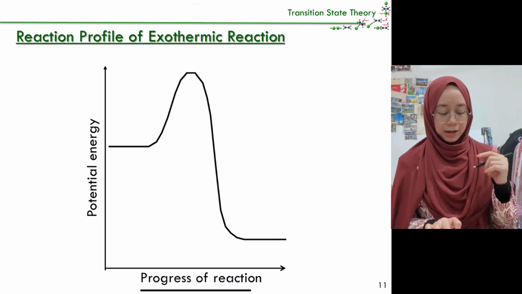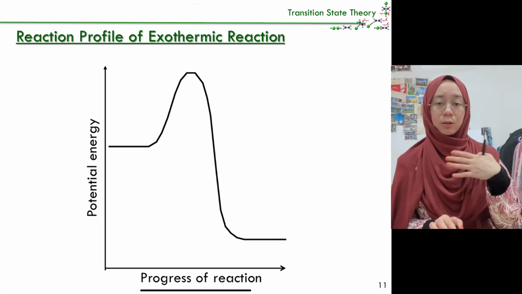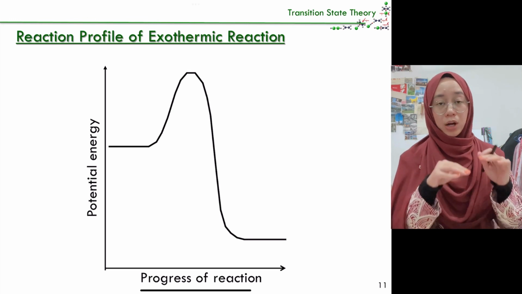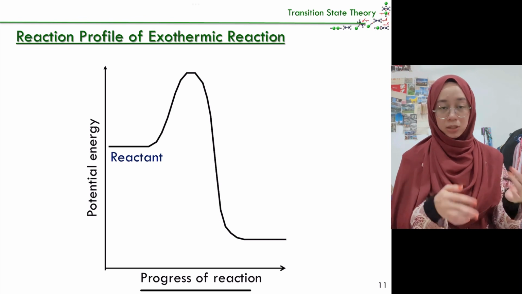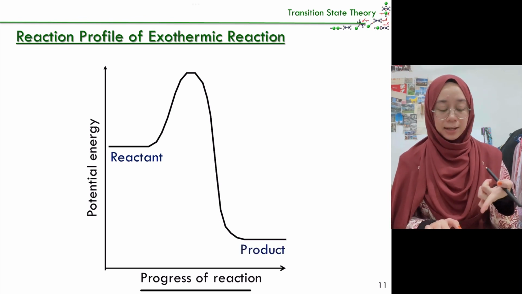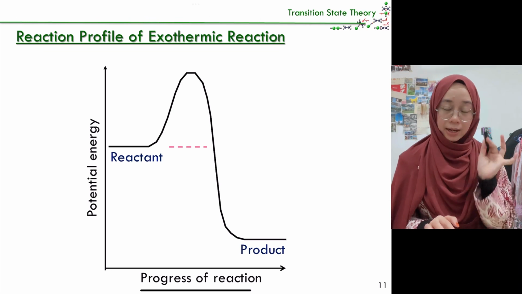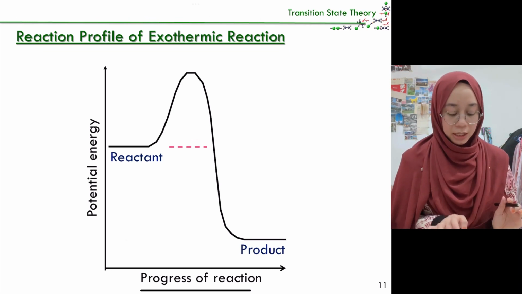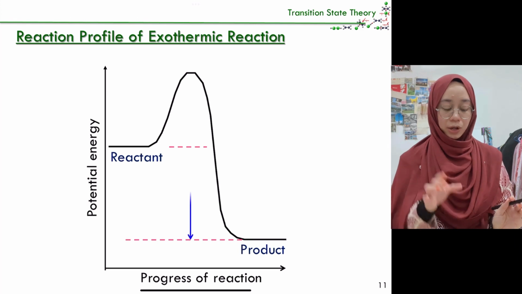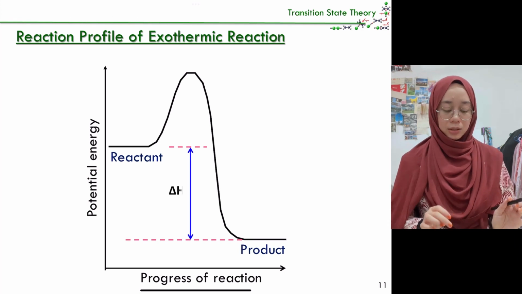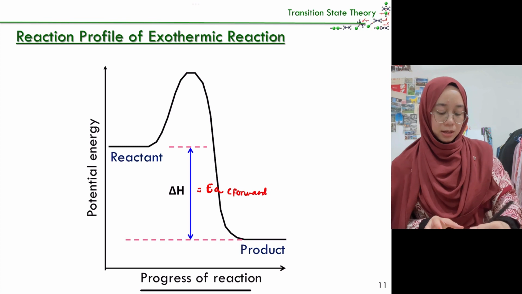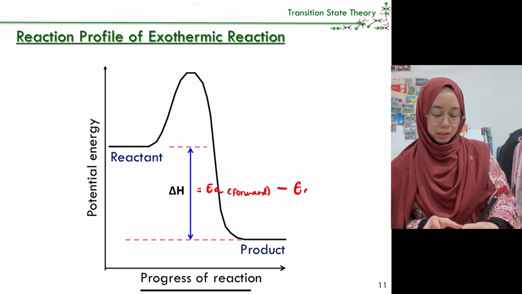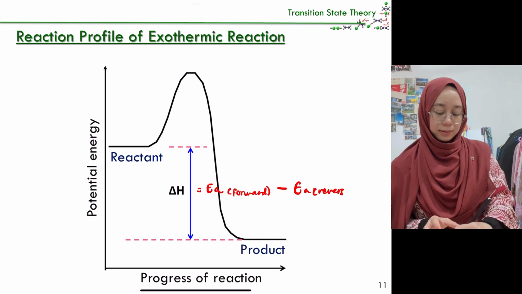Okay, and then let's say ada specific reactant ataupun product yang dia bagi, and then you have to label it inside your energy profile diagram. Okay, so kat sini since saya tak ada bagi apa-apa, just tulis reactant dengan product kat sini lah. Okay, and then tandakan, again sekali lagi, tandakan the reactant punya energy, tandakan juga the product punya energy. So in between those two energy, that is what we call as delta H. So delta H is actually activation energy of forward reaction minus activation energy of the reverse reaction.